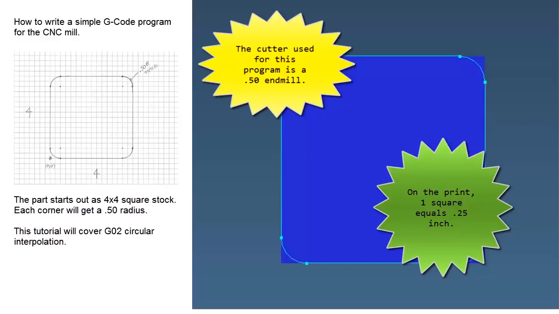Now it's important to note where part 0 is located on the print. For this piece, part 0 is going to be located at the lower left-hand corner, and all the dimensions will be based from that origin, so it's important to keep that in mind while we're creating the program for the part.